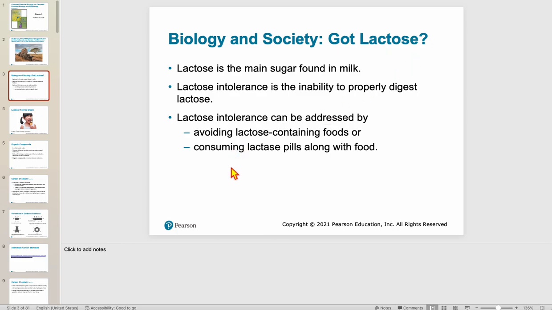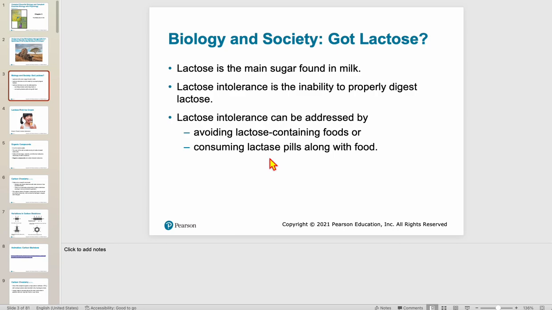Now, there are some people on the planet, usually Asians, who have this problem where they have a missing enzyme. The missing enzyme is called lactase. So lactase is the enzyme that breaks down lactose. And if you don't have this enzyme lactase, then it causes all kinds of fermentation going on, bloating, gas, diarrhea, all that, because you have a problem called lactose intolerance. And that's because you're missing this enzyme called lactase.